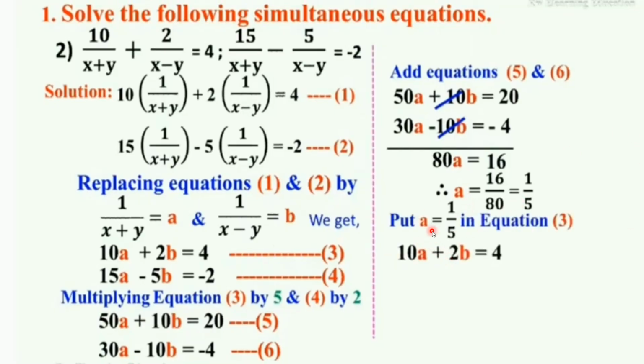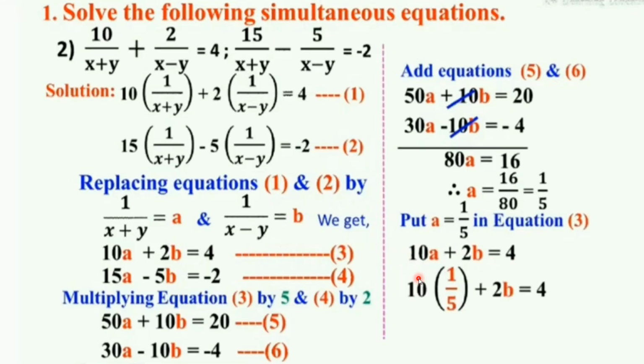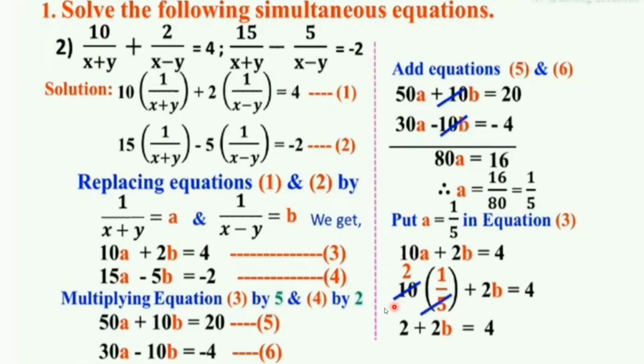So substituting this a value 1 over 5 in equation 3 or 4. Here I am using equation 3, that is 10a plus 2b is equal to 4. That is 10 into 1 over 5 plus 2b is equal to 4. 5 1s are 5, 5 2s are 10. Therefore I will get 2 plus 2b is equal to 4. Then what will be the value of 2b?